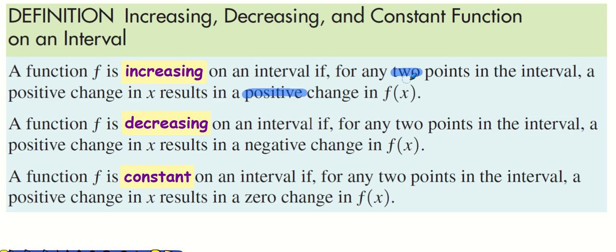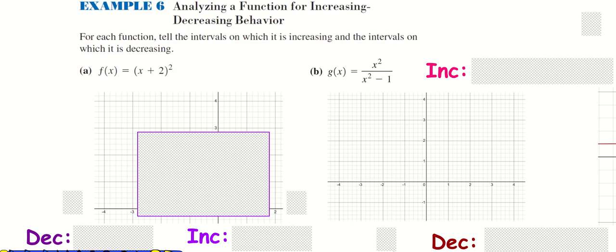And this might be the most important word as far as you understanding why there's a bracket in a lot of these intervals rather than a parenthesis: "two," for any two points. So again, for any two points, and same thing with the parabola. A function is constant on an interval if for any two points in the interval there is 0 change, like it's flat.